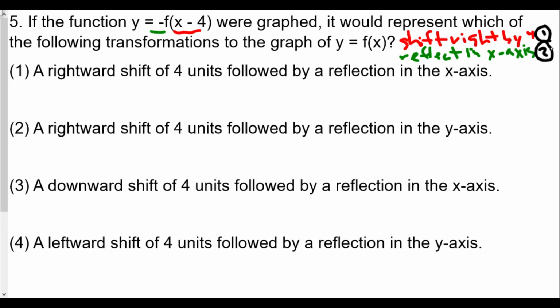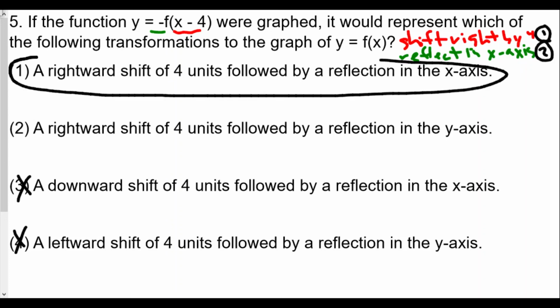And so no, it was definitely not a downward shift and definitely not a leftward shift. So we see in this case it's a rightward shift of 4 units. Both 1 and 2 have that, and then there's a reflection in the x-axis because we're multiplying by negative 1. Therefore, the correct answer for this one is going to be choice 1.